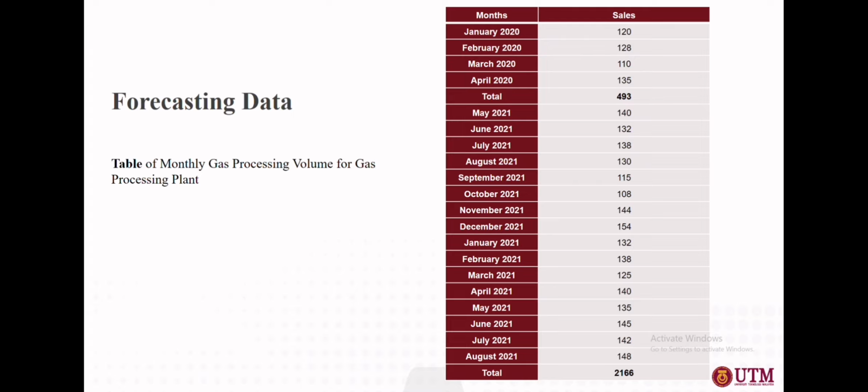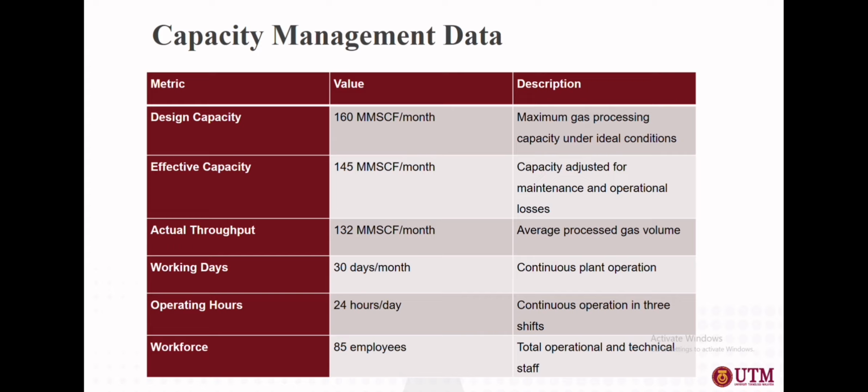For the data collection information, for forecasting data, as shown here in the table of monthly gas processing volume for the gas processing plant, the total sales is 2,166. For the capacity management data, the design capacity is around 160 MMSCF per month, which is the maximum gas processing capacity under ideal conditions.